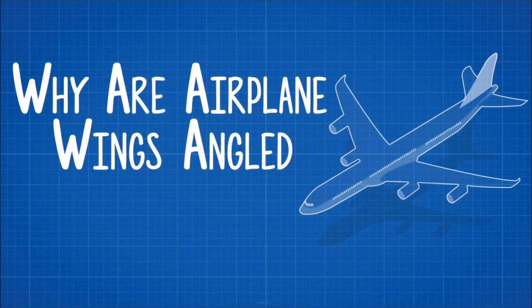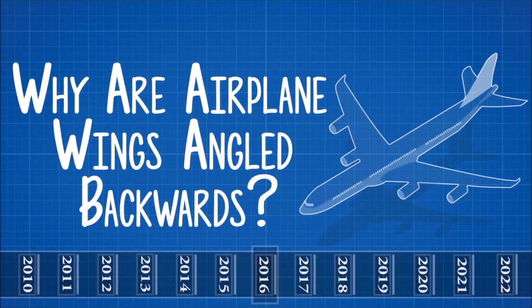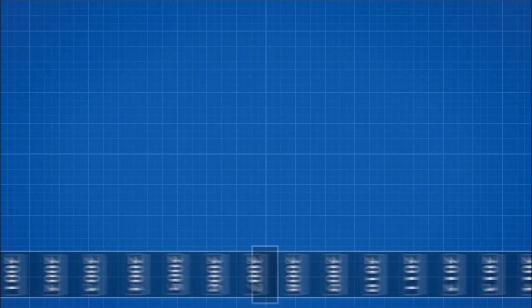Why are plane wings angled backwards? Today most planes have a swept wing design, and this helps the plane fly faster, but it wasn't always this way. Let's look back in time and learn how this technology was developed and what we learned in the process.